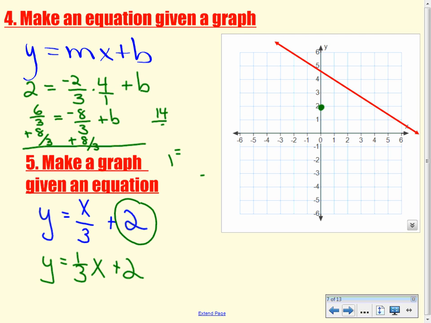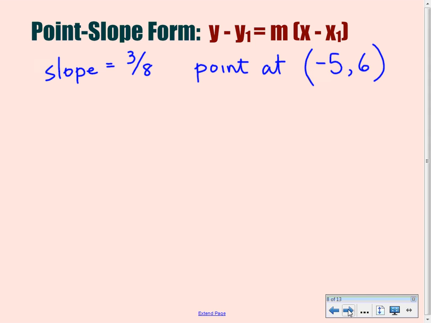So the slope is 1/3, which means our rise over run is up 1 and over 3, and up 1 and over 3. And you can go the backwards way too. Down 1 and back 3. Down 1 and back 3. And those, if you get it right, should make a straight line.